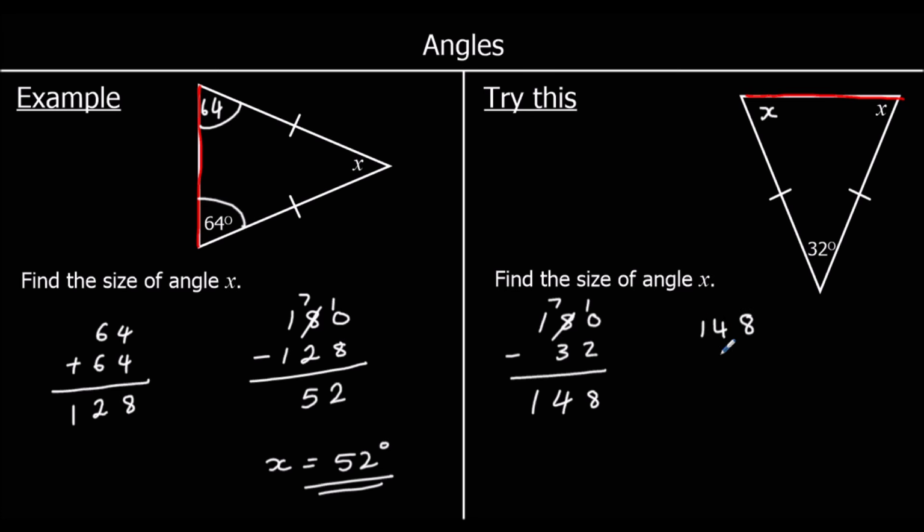So we need to half 148, divide it by 2. And half of 140 is 70. Half of 8 is 4. So we've got 74 degrees. So X must be 74 degrees. We'll have 74 degrees, another 74 degrees, and 32 to make 180.